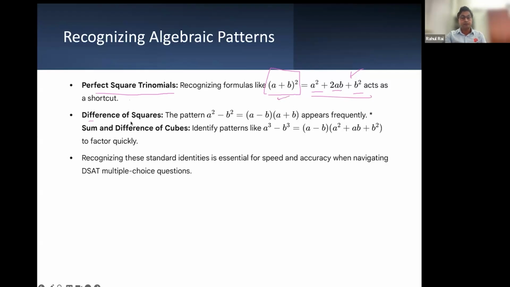Difference of squares has a lot of useful uses: a square minus b square is written as a minus b times a plus b. This appears frequently in a lot of DSAT equivalent expression problems. Then sum and difference of cubes. If you take the difference of cubes, a cube minus b cube is equal to a minus b times a square plus ab plus b square. A similar formula also exists for a cube plus b cube, and I will allude to that.